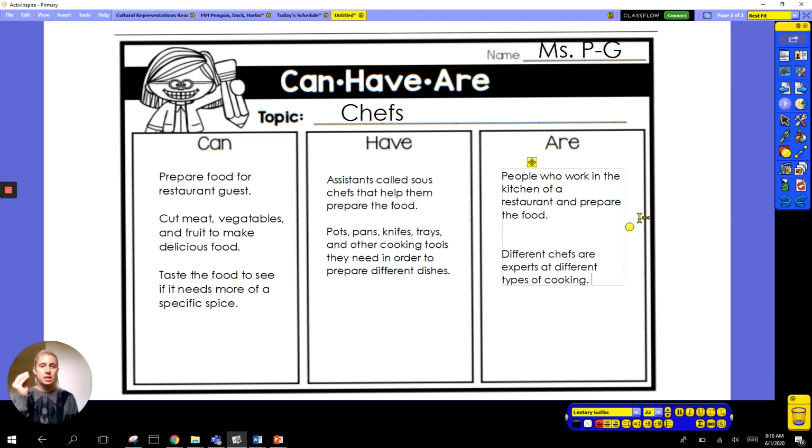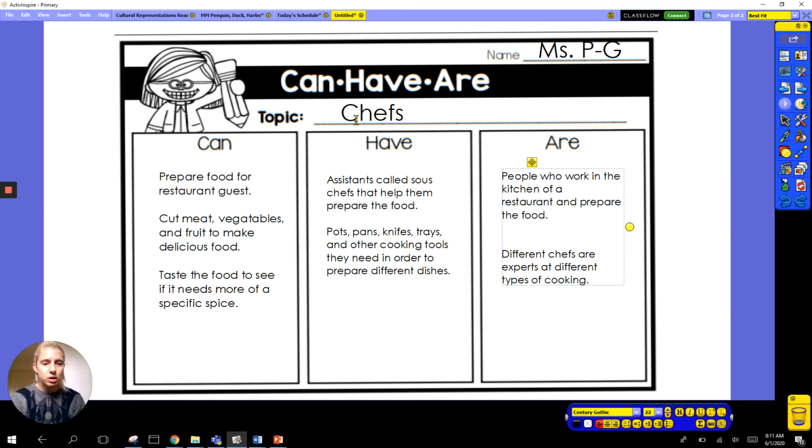So this is how we use a can, have, are. So you're using the can and you're writing chefs can. You're using the have and writing chefs have. And then you're using the are and writing chefs are, or is if it's one singular. Parents can help with that.